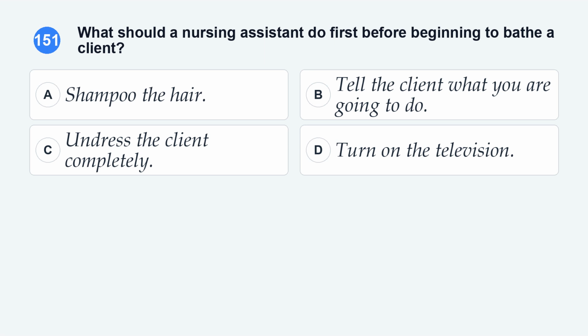Option A, shampoo the hair. Option B, tell the client what you are going to do. Option C, undress the client completely. Option D, turn on the television.